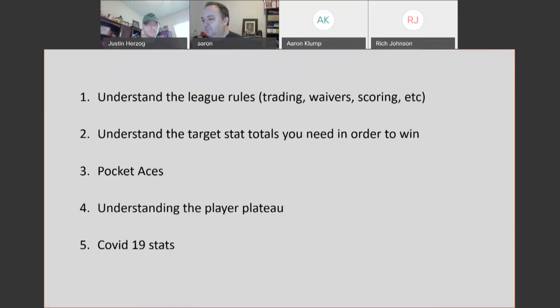Number 3 is pocket aces. It's a new strategy. I know last year a lot of people had a lot of success targeting pitching aces in the first round, second round, third round, and fourth round, and the goal is to get 2 aces. So if you're in a mixed league, 5x5 league, there's say 15 aces out there, you want to get 2 of the top 15 starting pitchers.